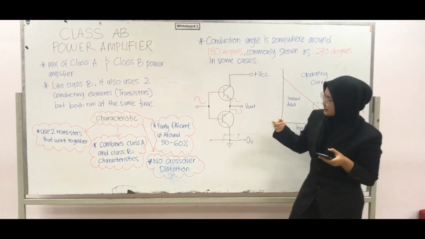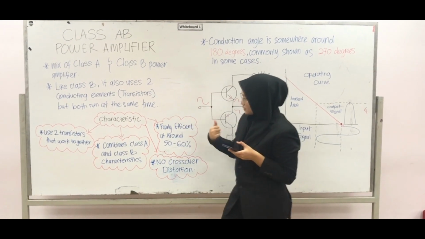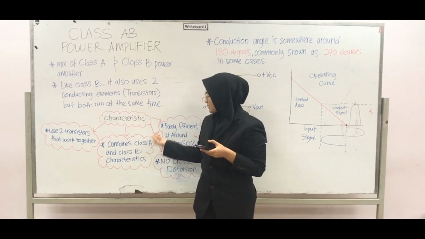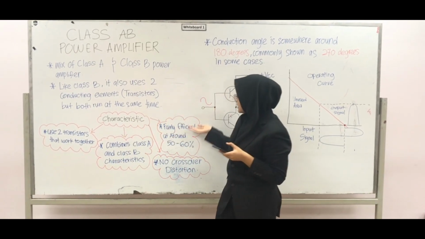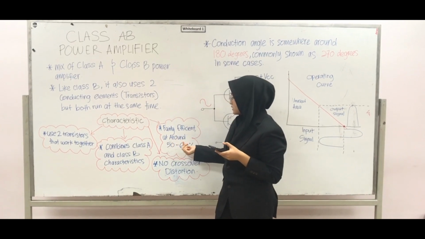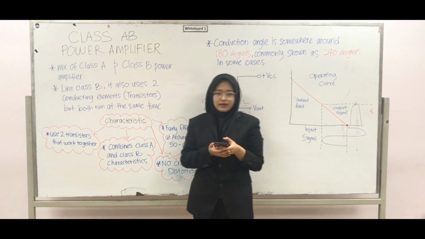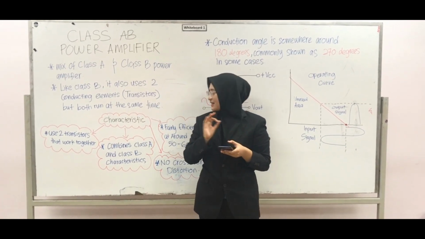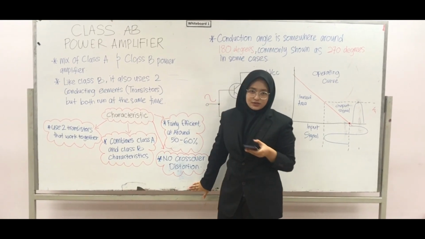For the characteristics of Class AB power amplifier, it uses two transistors that work together, combining Class A and Class B characteristics, and is fairly efficient at around 50 to 60%. The efficiency for Class AB power amplifier is the best. It's better than Class A and Class B because it has no crossover distortion.